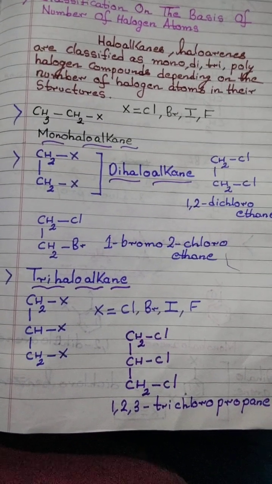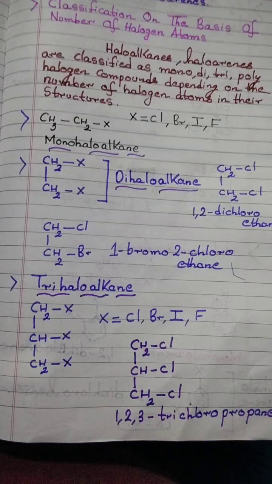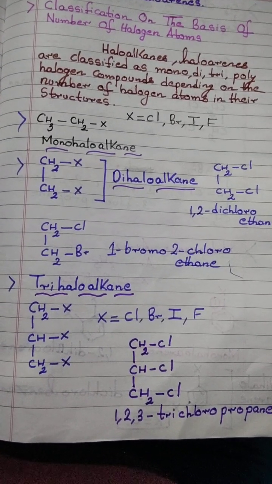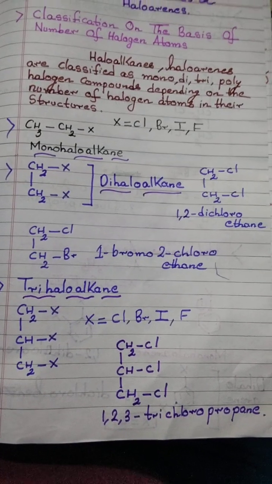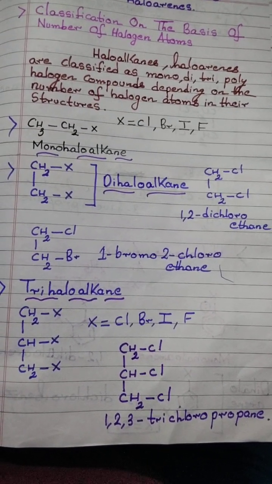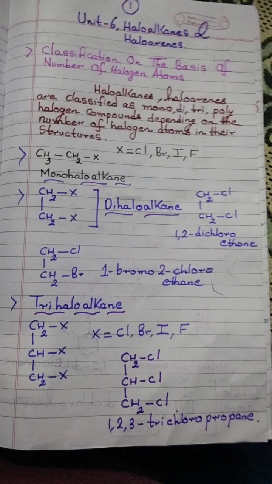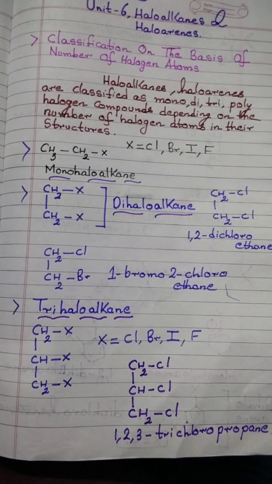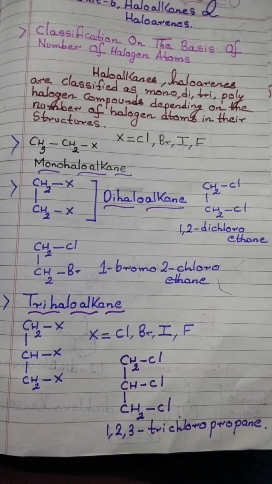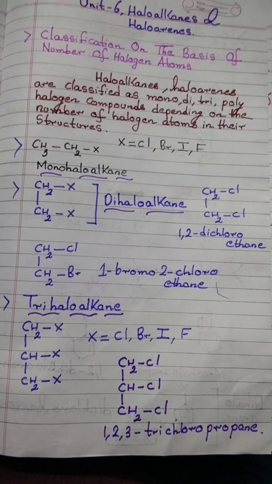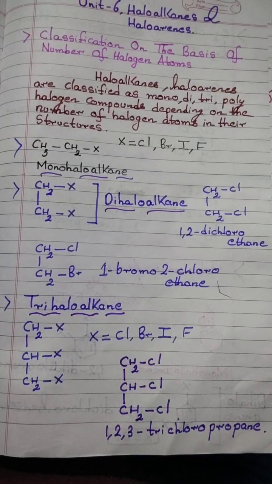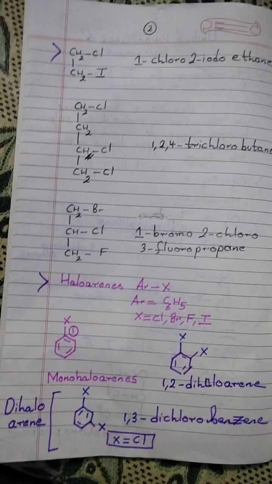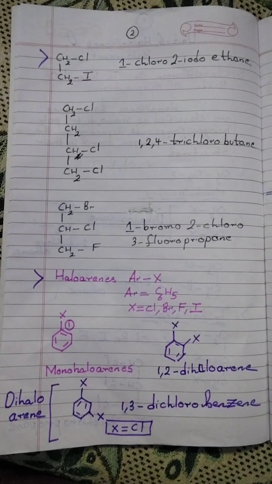Trihaloalkane. If there are three halogen atoms, the three halogen atoms can be same or different, bonded to three different carbon atoms. For example, 1,2,3-trichloropropane. Since there are three carbon atoms, we use the name propane. It is saturated, that is single bond. There are three chlorine atoms bonded to first carbon, second carbon and third carbon, hence the name. Now we look into some more examples of it.